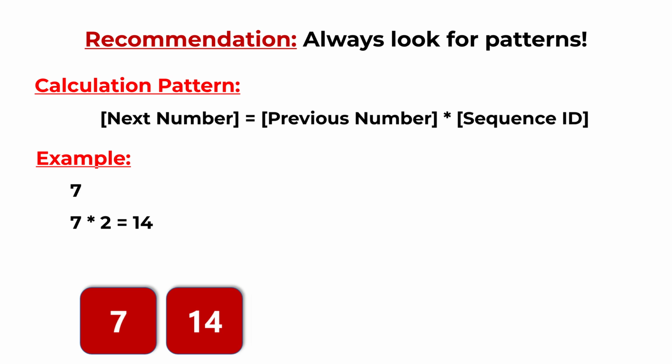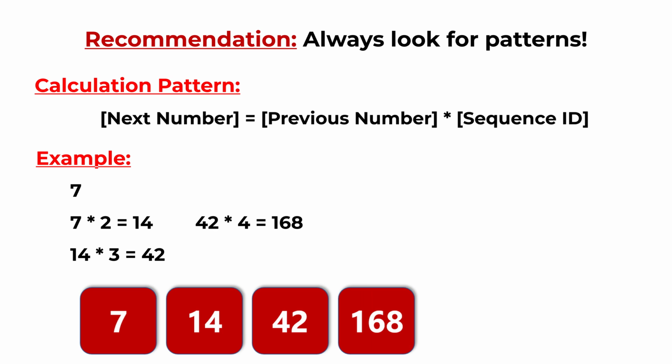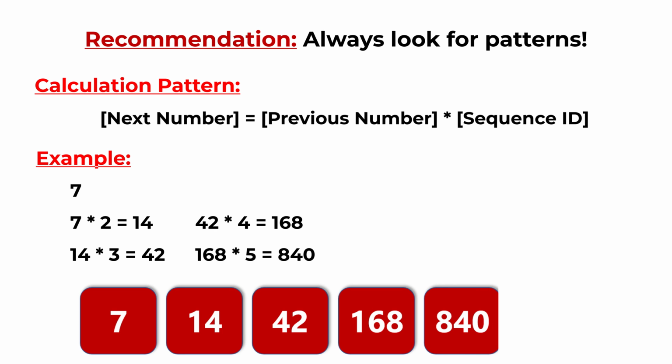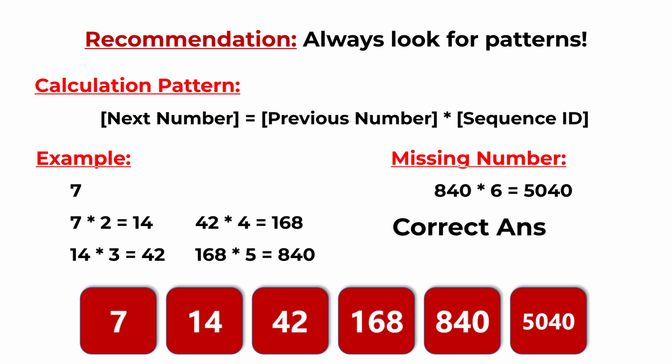14. For the next number, we need to multiply 14 by 3, and the result of this calculation is 42. Next number calculated as 42 multiplied by 4, which results in 168. 168 multiplied by 5 equals 840, which is the next number in the sequence. So to calculate missing number, we need to multiply 840 by 6, and the end result of this is 5,040. So the correct choice here is answer D, 5,040.